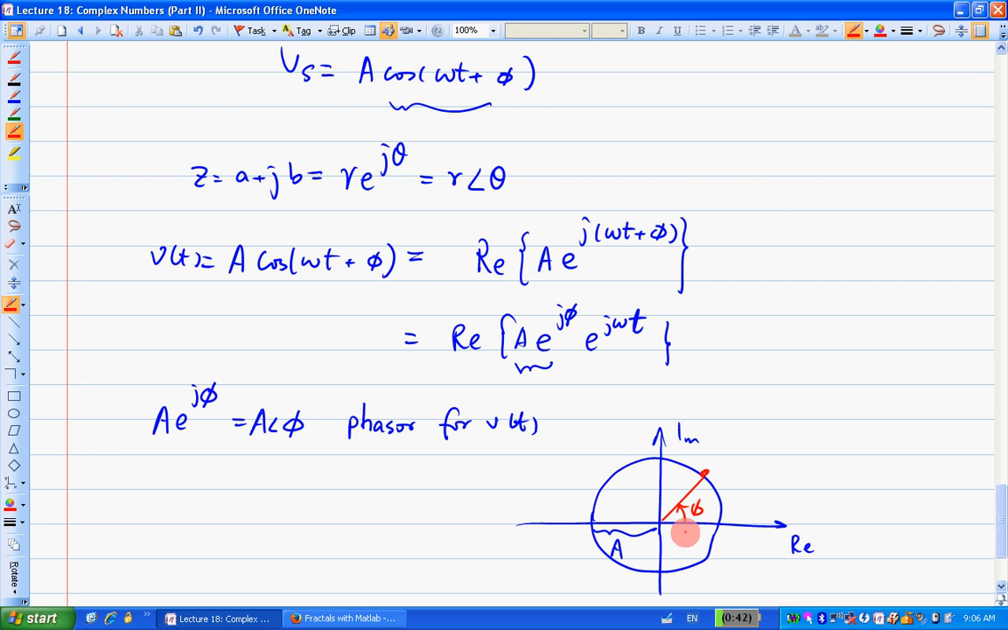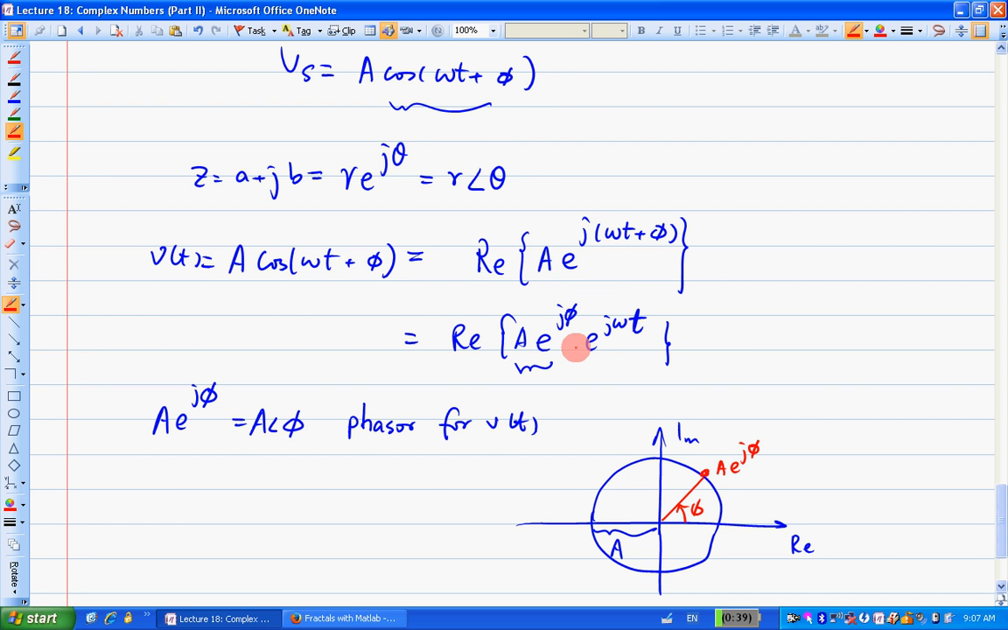Phi, the angle, is always defined from the horizontal axis to the location of where it is. Okay, so this is A e^(jφ). How about this guy here, A e^(jφ) e^(jωt)? So A e^(jφ) is where this is.